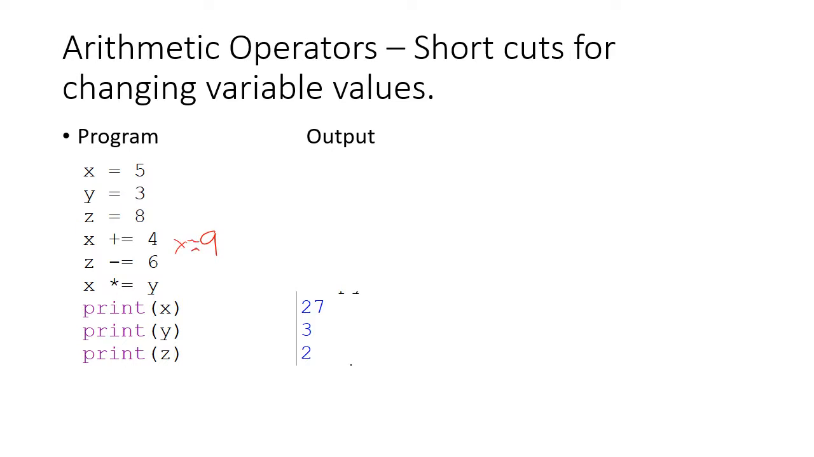Now we have z minus equals 6. So z is going to be equal to z minus 6. So 8 minus 6. At this point, z equals 2. And now we change x times equals y. So now we have x equals 9 times y, which is 3. So now x equals 27. So we print off what x is, 27, y is still 3, z is now 2. Make sure you notice that it prints off whatever the value has changed to, not the original value.